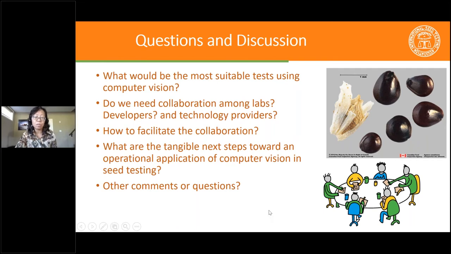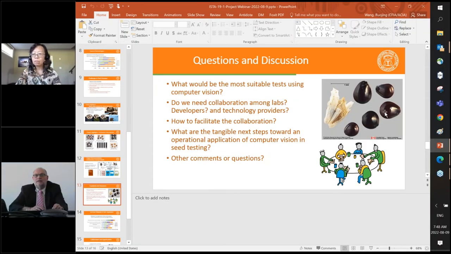From the experience or the presentation, what do you think would be the most suitable test we can use computer vision for? Basically, where we start to use computer vision, we are still at a very beginning stage of application of computer vision in seed testing. However, if we do it right, the application could be sped up and very quickly developed. So I will probably stop here. Back to Andrea, how we could continue with this discussion. I will probably stop sharing.